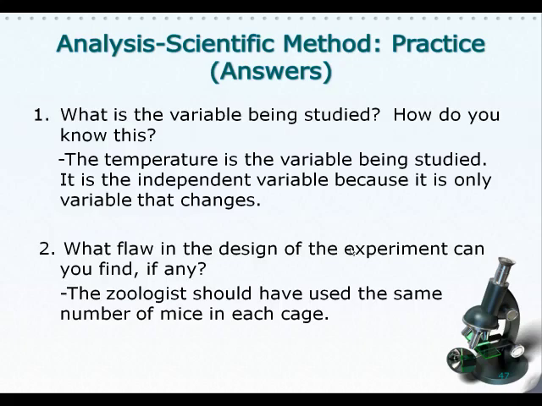Here are your answers. What is the variable being studied? How do you know this? The temperature is the variable being studied. It is the independent variable because it is the only thing that is changed during the experiment. All the other variables are kept the same. Therefore, the temperature is the variable being studied, your independent variable.